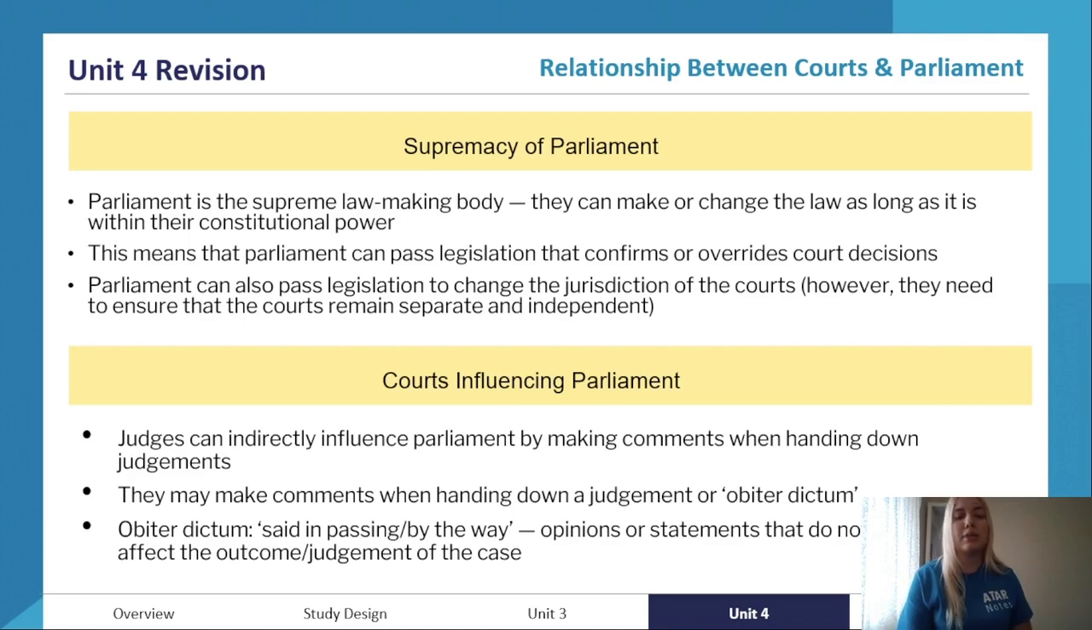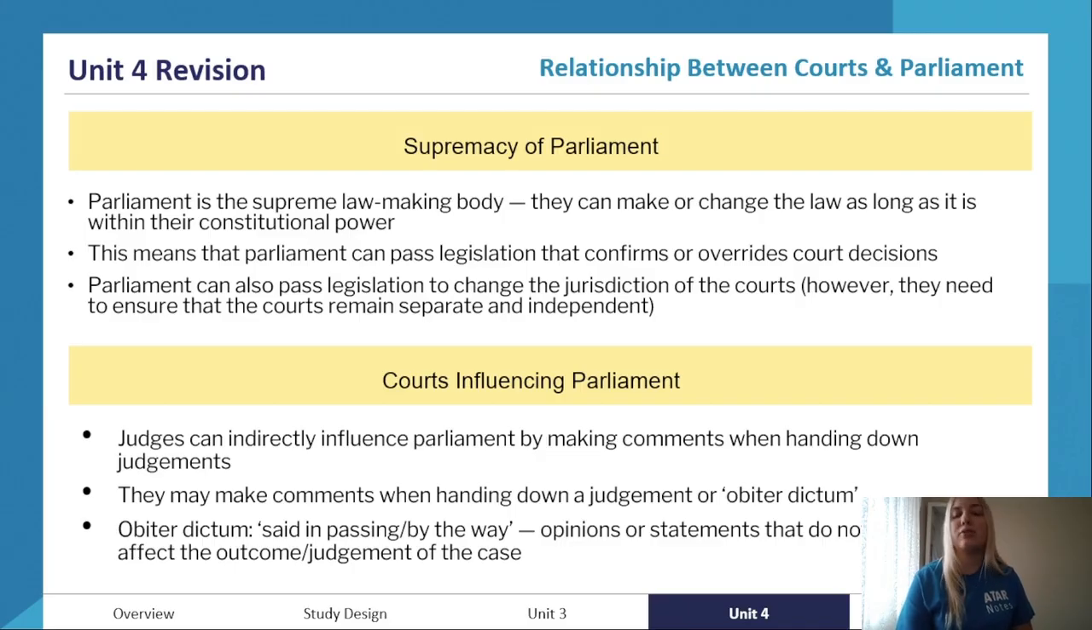So Parliament is the supreme law-making body, hence the supremacy of Parliament. Their statutory law is superior over common law, with the only exception being the Constitution. They cannot change the Constitution without a successful referendum, and they cannot pass laws that are against the Constitution. The High Court can just declare those invalid. But because Parliament is supreme, they can pass legislation that confirms or overrides court decisions, showing disagreement with them. And judges will have to follow that. They can also pass legislation to even change the jurisdiction of courts. Technically, according to the Constitution, they could do that.